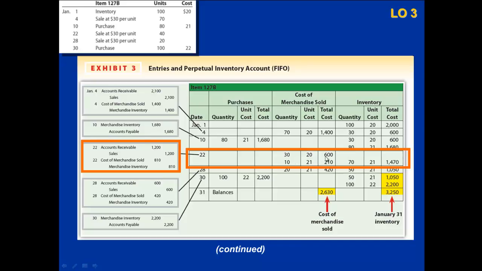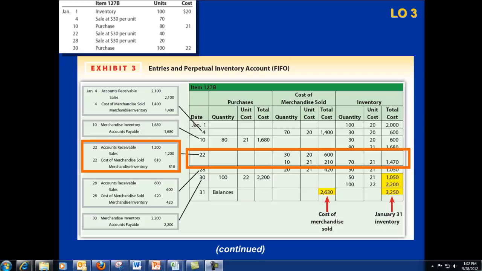Okay, so the total cost of those is $810, and that means that, hey, look, all of these 30 are gone, and 10 of this 80 is gone. That leaves us with 70 at $21, which is $1,470 as our total cost at this point. When I say total cost, I mean the current value that we would have assigned to inventory at this point.